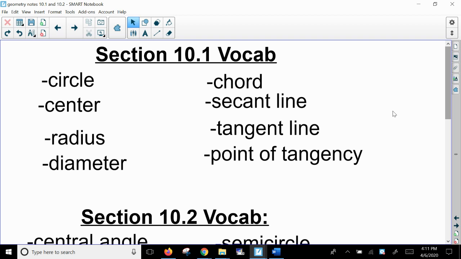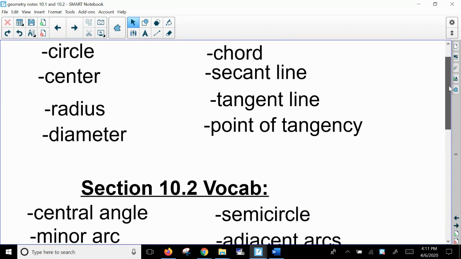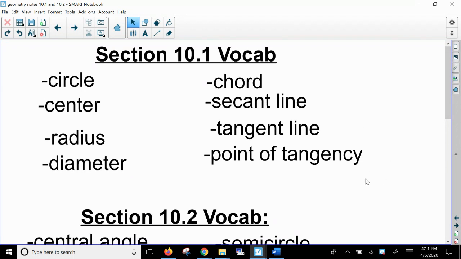Hi class. This lesson today will be on section 10.1 and 10.2. We are beginning circles today. Now, a lot of the information you may already be familiar with, hopefully a lot, okay?